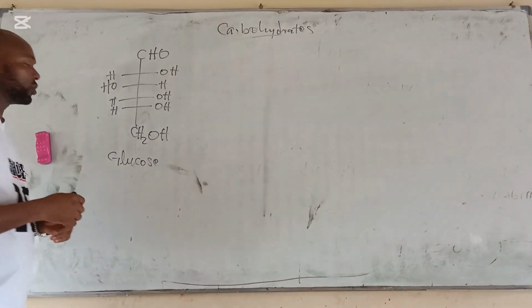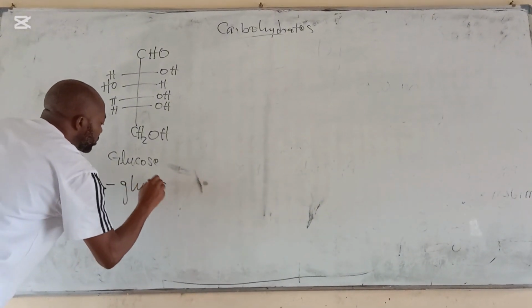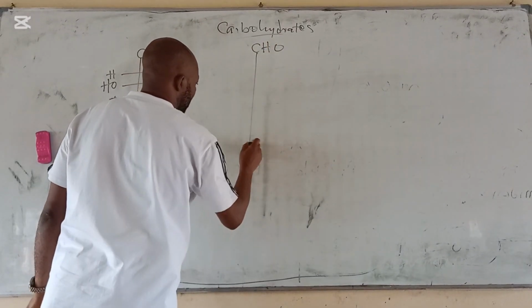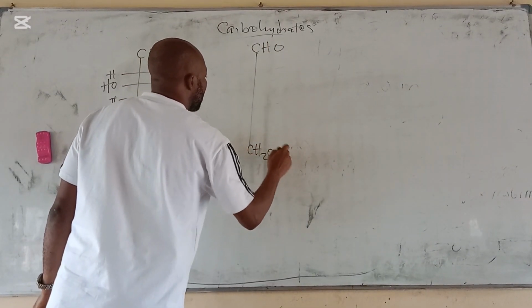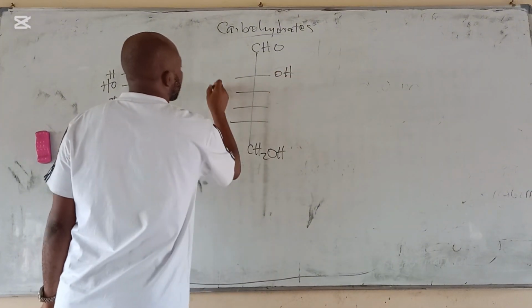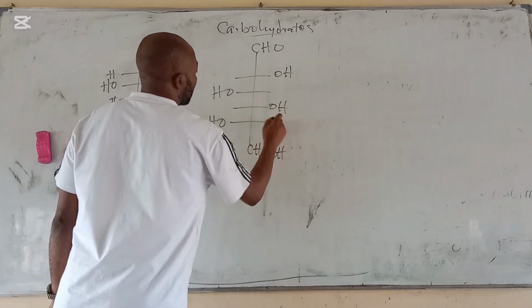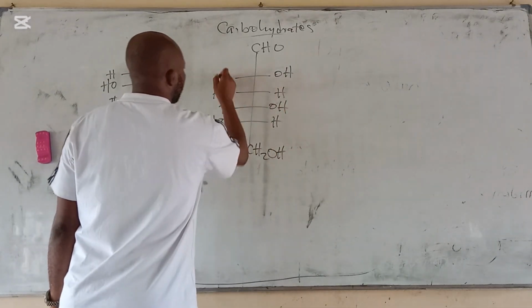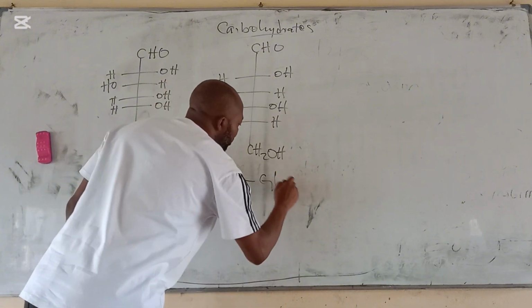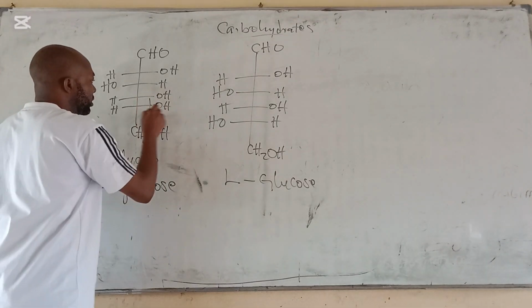Now, this is our glucose. So this is called D-glucose. Now, if I have this, this is L-glucose. Why? Let's look at this.